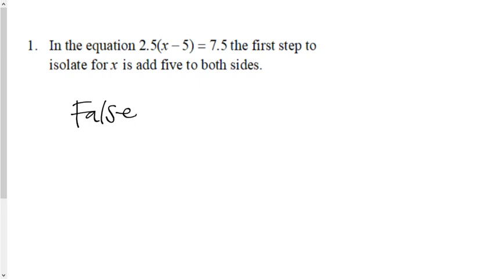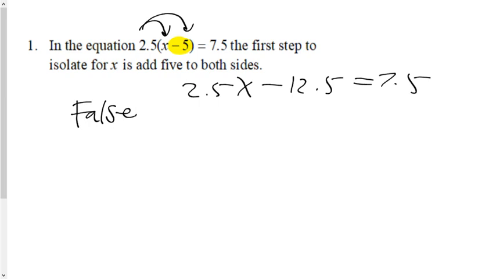And the reason why it's false is it appears, if you didn't understand anything about this question, that minus 5 is the constant. But in fact, if you expanded this equation, you would end up with 2.5x minus 12.5 equals 7.5. So in actual fact, adding 12.5 to both sides would be okay for your first step. Another best first step would be dividing both sides by 2.5. But definitely adding 5 to both sides is a false statement, and therefore proving it any way you want would be sufficient.